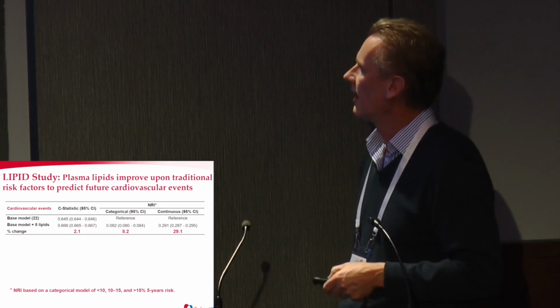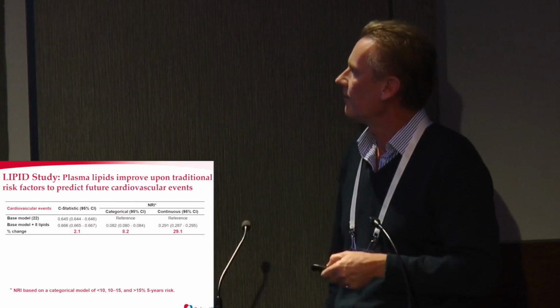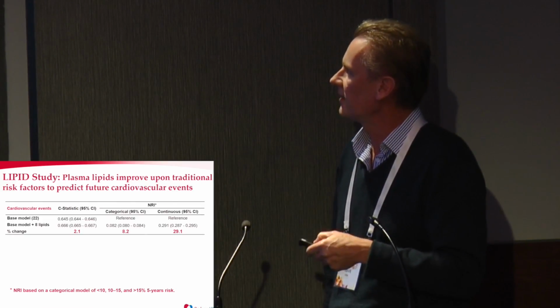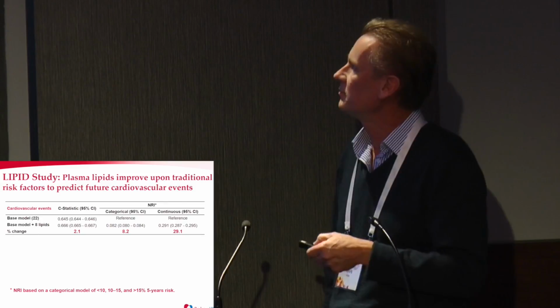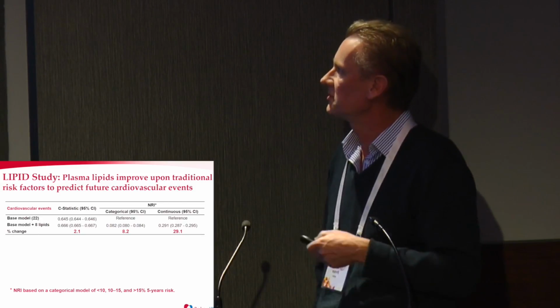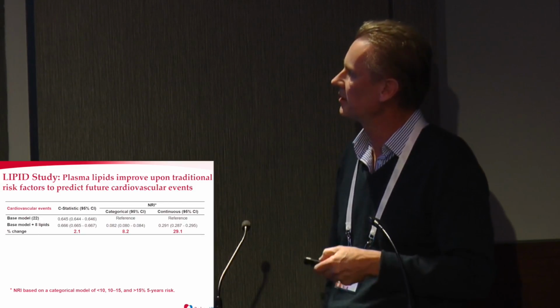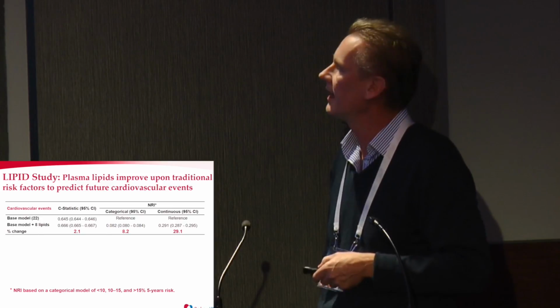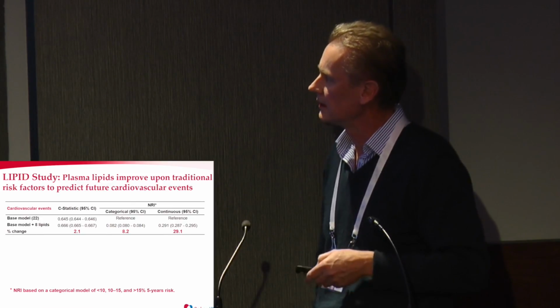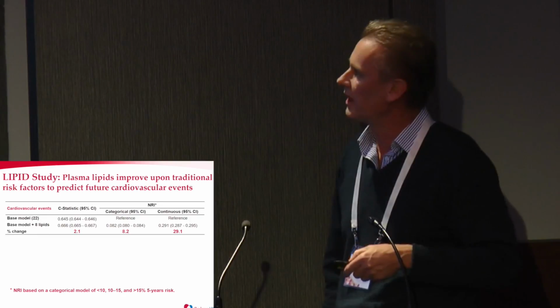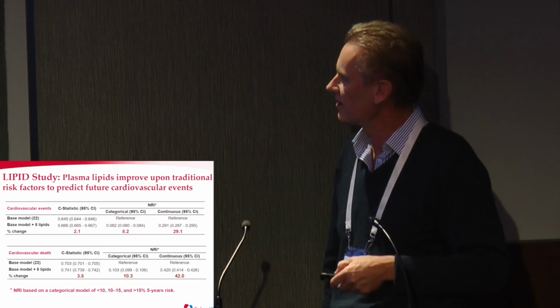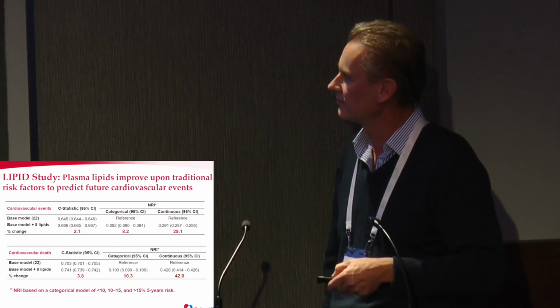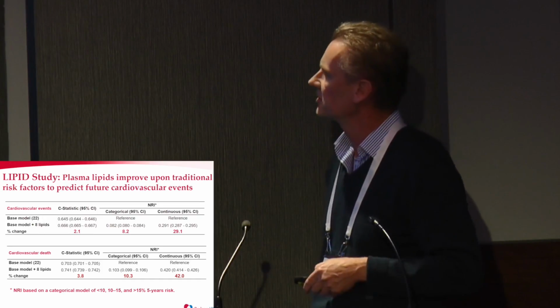Okay, so to put numbers on that, looking at cardiovascular events, when we add 8 lipids to our base model, we've got about a 2% increase in the C statistic, about an 8% categorical NRI, and about 30% continuous NRI. Slightly better if we're looking at cardiovascular death as the outcome: 4%, 10% and 40% or so.